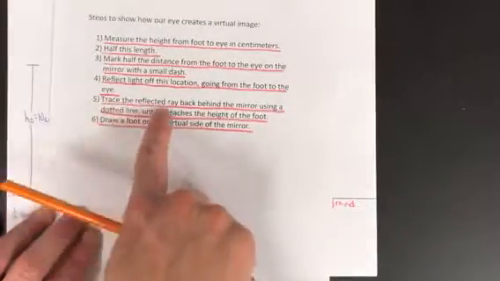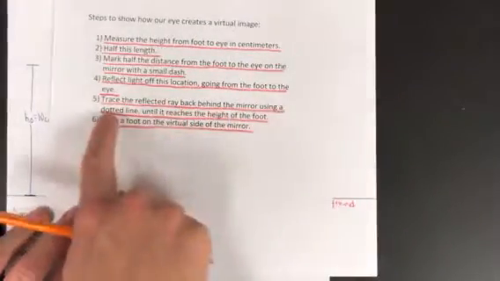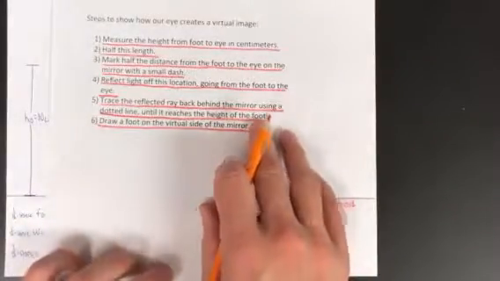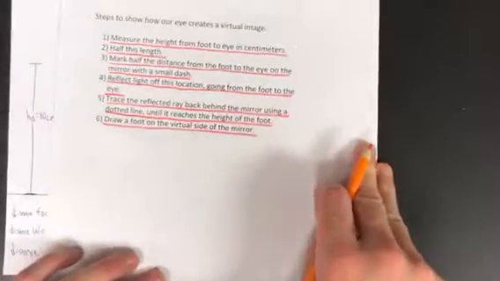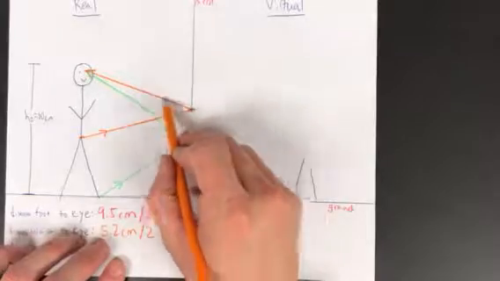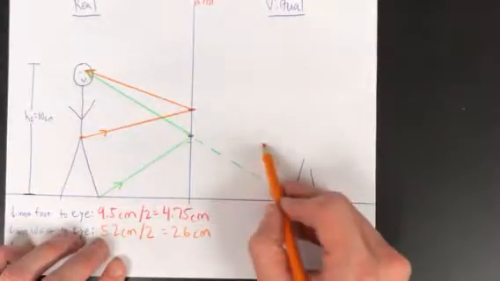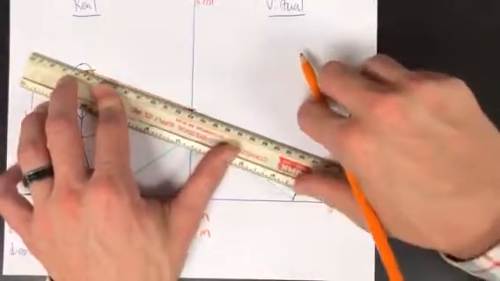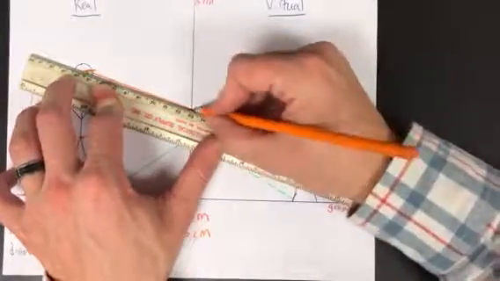Step five, trace the reflected ray back behind the mirror using a dotted line until it reaches the height of the foot. Oh, well, not the foot. We're going to do the waist this time. Back behind the mirror using a dotted line. So this is the incident ray, this is the reflected ray. We're going to trace the reflected ray always back behind the mirror until it reaches the height of the waist, which is where that light came from.